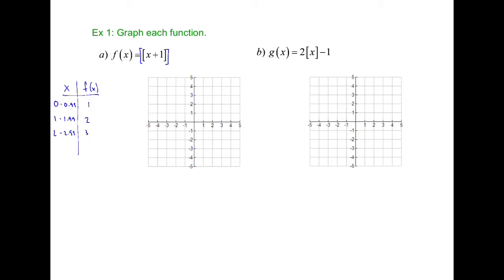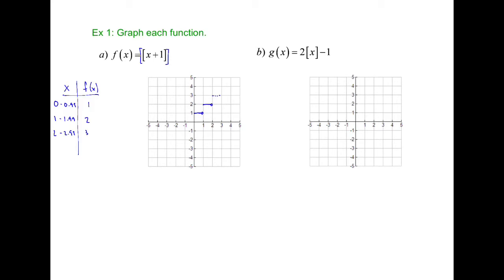So when x is 0, your output is 1. And everything from 0 to 0.999 is going to be 1. And then it's going to step up. At x equals 1, it steps up to 2. And everything's 2 until it gets to x equals 2. And then at 2, it steps up to 3. And so you can just keep that same process going.